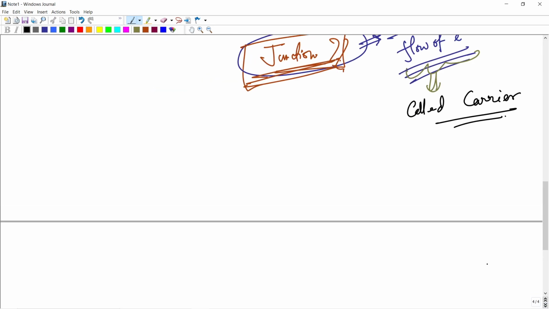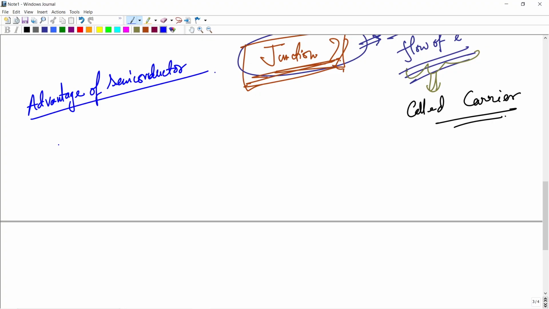So the advantages of semiconductor devices over bulbs or vacuum tubes. First advantage is low power: they use very low power, so low heat. Number 3, high reliability.